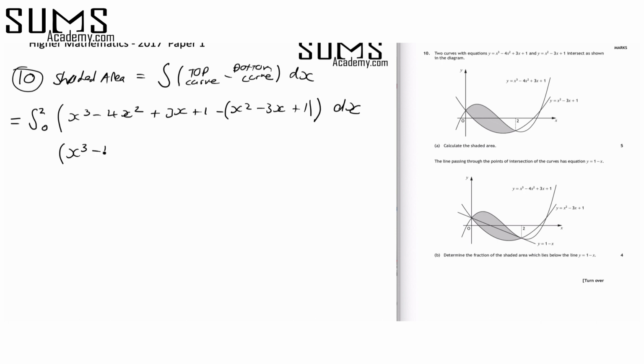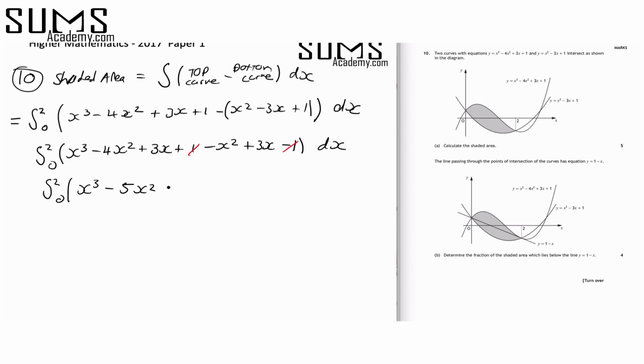X cubed minus 4x squared plus 3x plus 1 minus x squared plus 3x minus 1 dx, and this is all still between 2 and 0. So what happens here? Well, the ones will cancel out, and the other terms: x cubed, minus 4x squared minus x squared becomes minus 5x squared, and then 3x plus 3x is just going to become 6x.